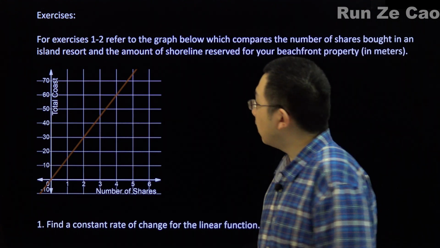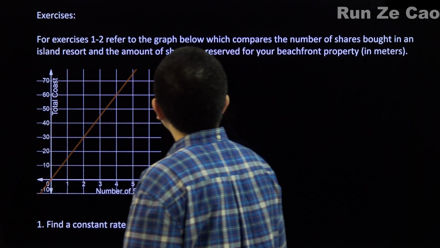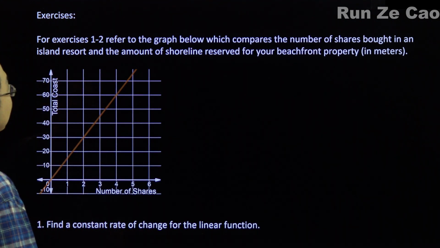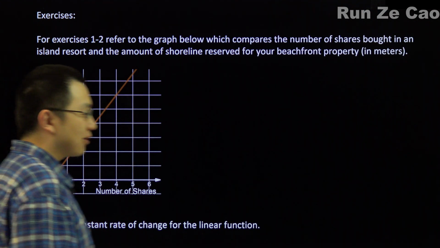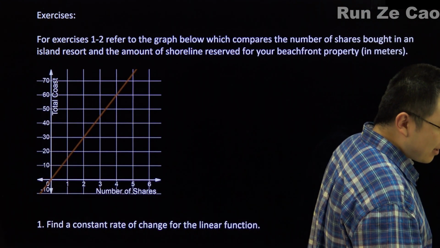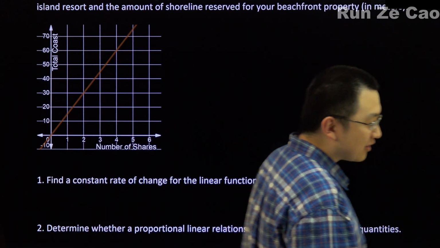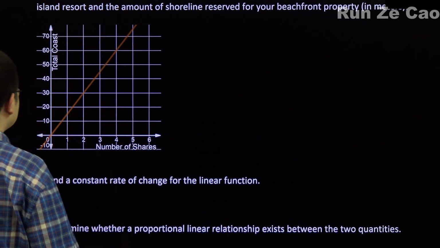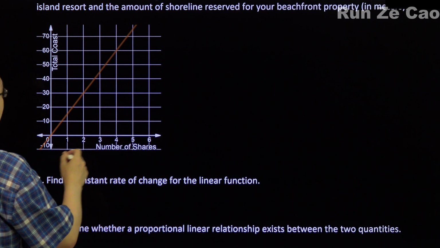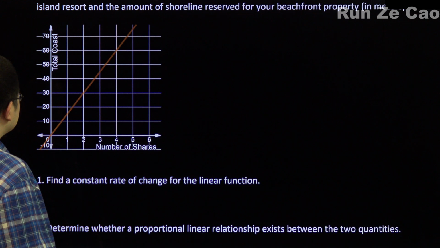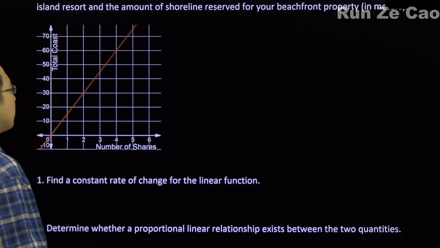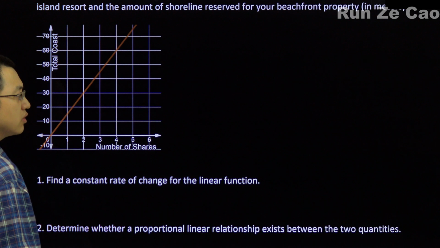Exercises. For exercises 1 to 2, refer to the graph below, which compares the number of chairs bought in an island resort and the amount of shoreline reserved for your beachfront property in meters. Oh, so that's why it says total coast. Okay. Find a constant rate of change for the linear function. Well, we see that from 0 shares to 4 shares. By the way, I'm very doubtful that you can actually buy partial shares, but some places do allow trading that.